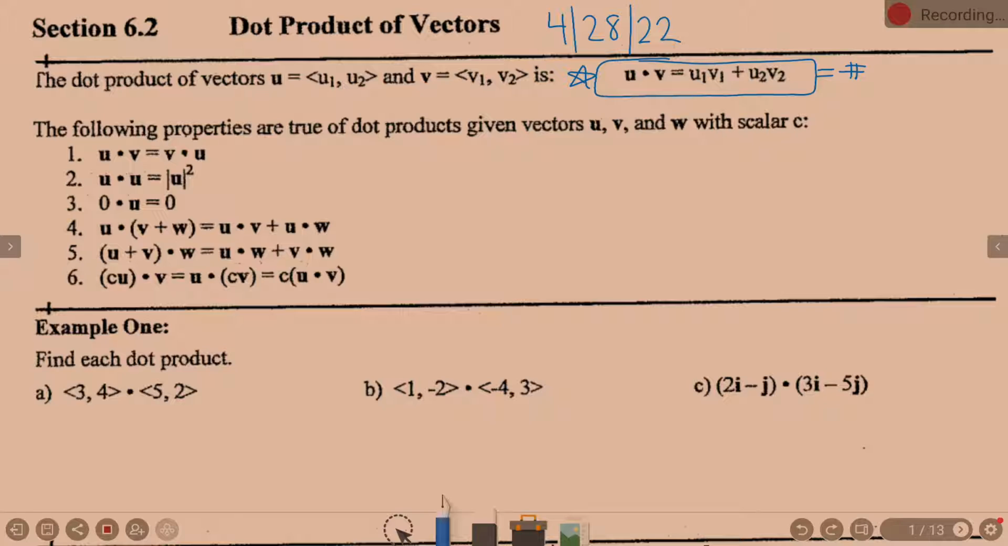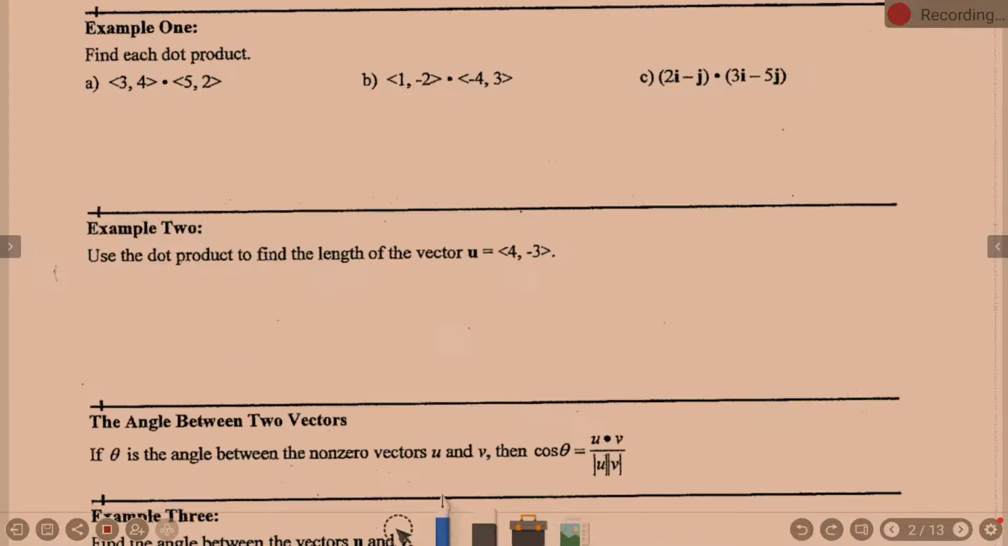Now, let's start in example 1 with practicing the dot product. I have them on the next page. Okay, so find each dot product. <3, 4> and <5, 2> are the vectors we're multiplying. And keep in mind, the hint I'm going to give you here is that if these are vectors u and v, then this is u1, u2, and v1, v2. So kind of think of them as being in that form.